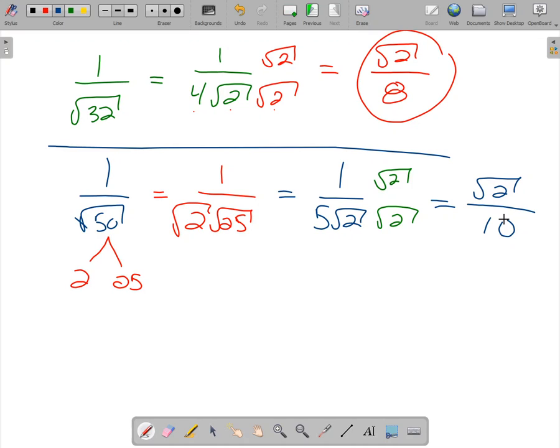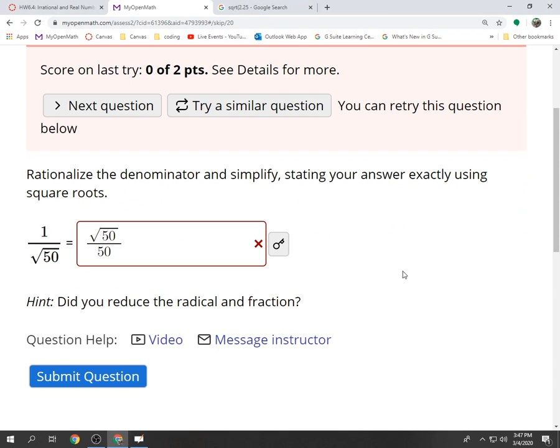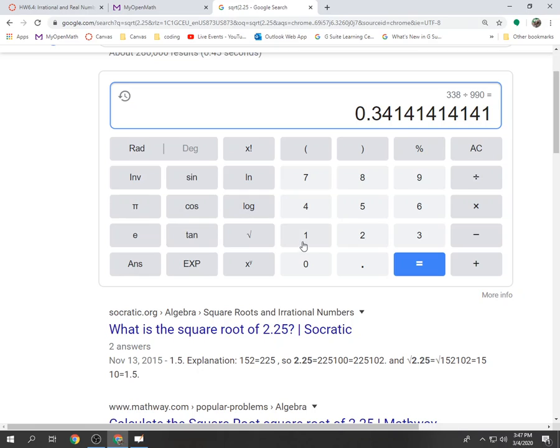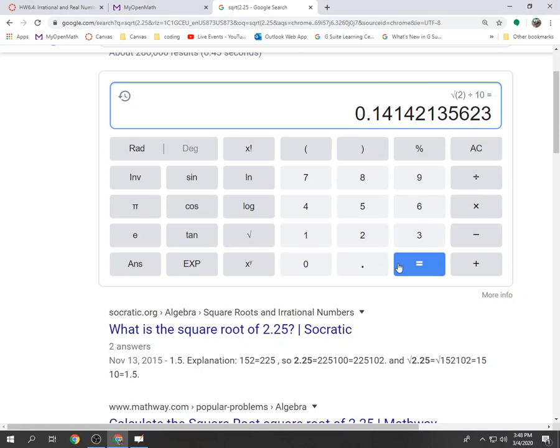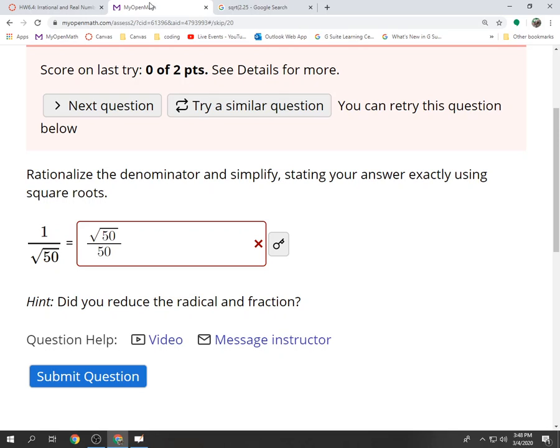Now, again, I don't want to hit the check my answer button. How could I check this? Plug the first thing into the calculator, plug in the last thing, make sure they match. So I could double check that and then push the button. On my calculator, 1 over the square root of 50 is about 0.14-ish versus the square root of 2 over 10, which is 0.14-ish. So they come out to the same number, so it looks like I did it right.